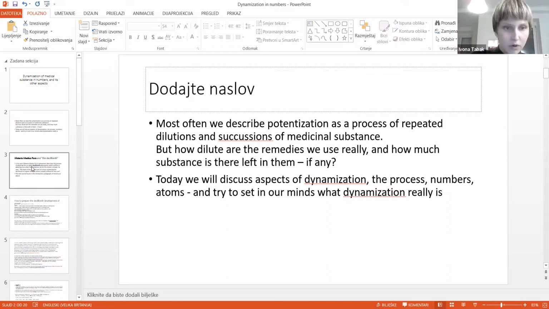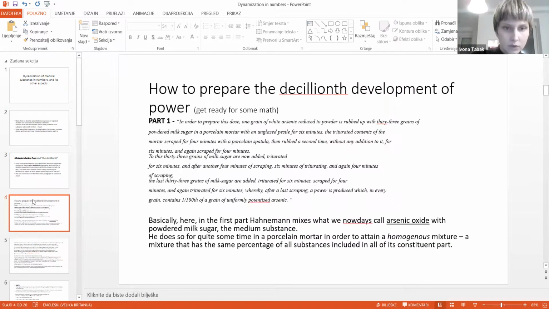Okay. We already went through this. So do you see now the instructions in italic? Do you see them? Mm-hmm. Yes.